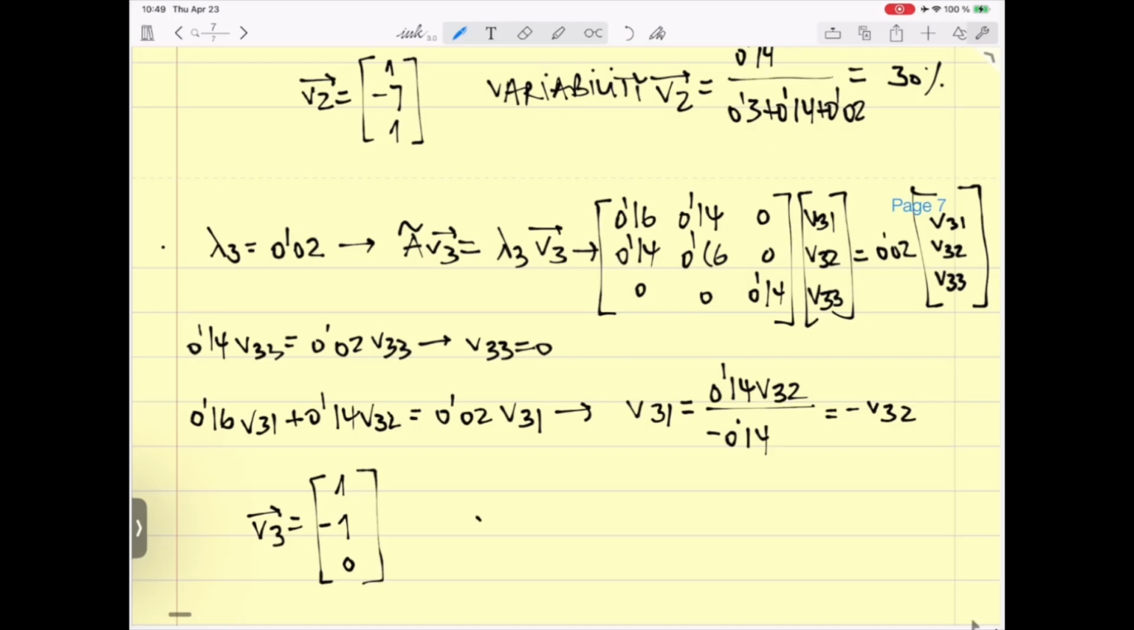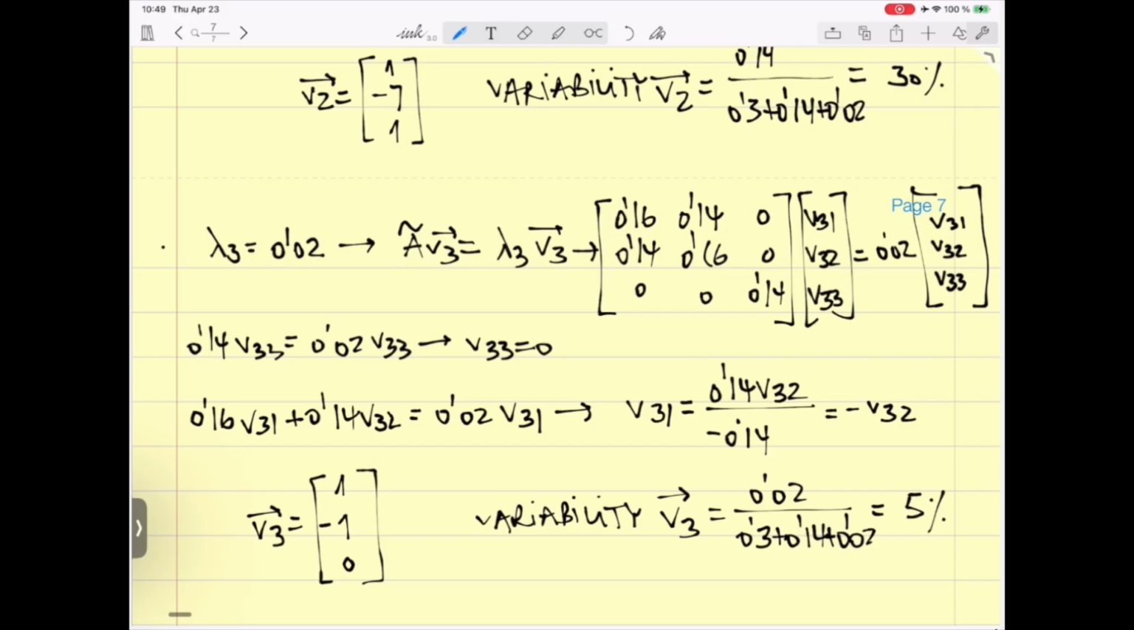The variability explained by V3 equals 0.02 divided by 0.3 plus 0.14 plus 0.02, equaling only 5%. So the management interpretation is that the third eigenvector explains only 5% of the whole variability of the system, which is very little. Okay? Any questions? Okay, well then we make a little break until 11:05 and then we continue.